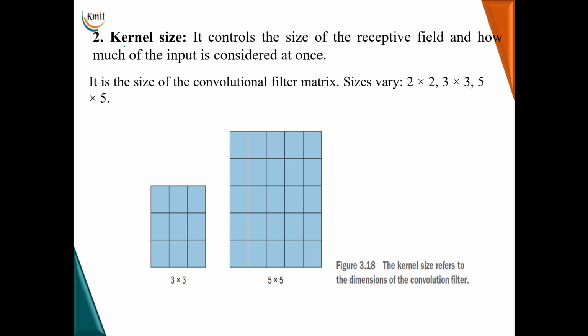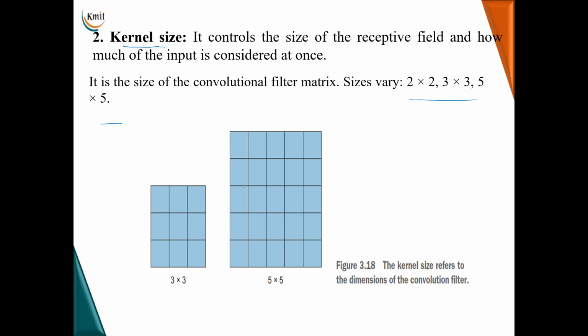We'll talk about the next hyperparameter, called kernel size. It controls the size of the receptive field. The other name for kernel is convolutional filter. It is a matrix of weights that slides over the image to extract the features. The kernel size refers to the dimension of the convolutional filter, and generally we make use of 2 by 2, 3 by 3 and 5 by 5.